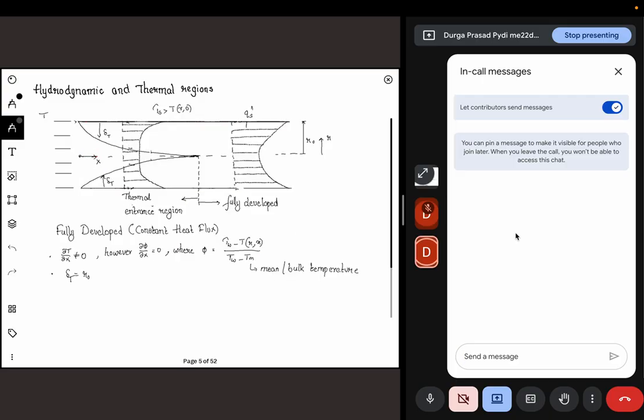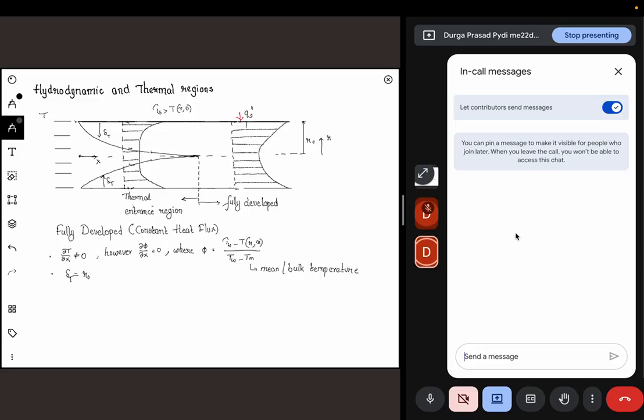Now, if you apply the same thing to the temperature boundary layer, you will again have the same behavior. Initially, the temperature will be uniform, but let's say there is a constant heat flux, and you are continuously adding heat. So temperature will increase near the boundary, and this temperature will also keep increasing. As the fluid flows through the channel, its temperature will keep on increasing because you're continuously adding the heat. Because this temperature is increasing, the wall temperature will also keep on increasing.